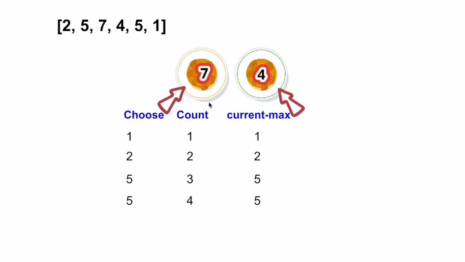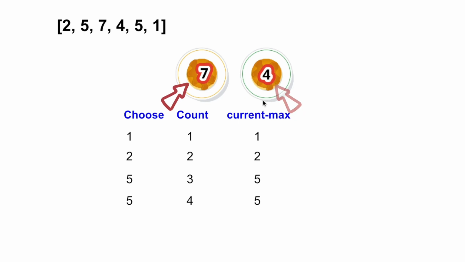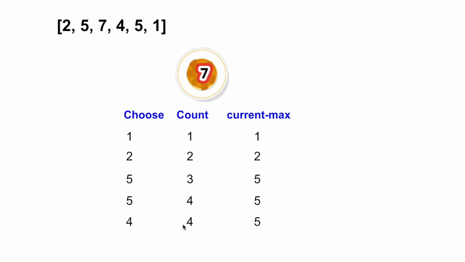Then compare leftmost 7 and rightmost 4. We choose 4. Since 4 is smaller than the current max 5, this step doesn't count. Count is still 4. The current max is still 5. There's only 7 left. We choose 7. Since 7 is bigger than the current max 5, this step counts. Count is now 5, and 5 is the final answer.